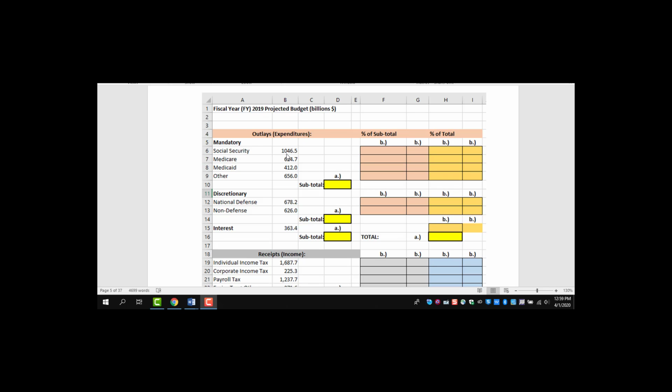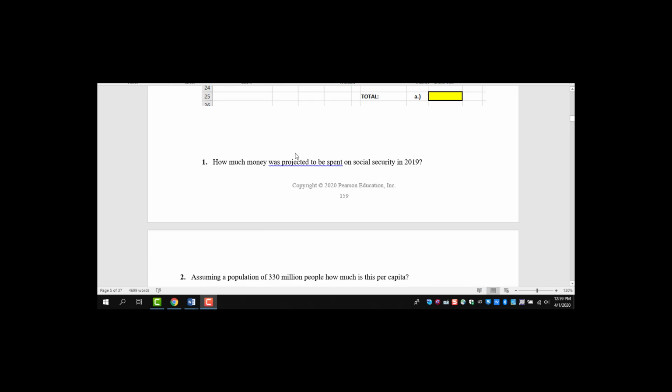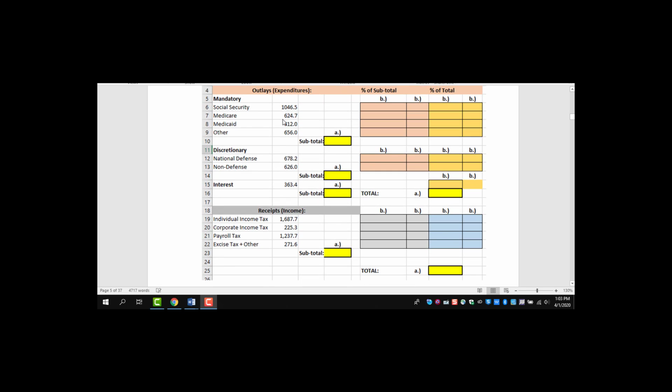So the first question is $1046.5 billion. How much money is that? That's the first question here. How much money was projected to be spent on Social Security in 2019? It's important to work with this. So there's how many billion, which is right here.